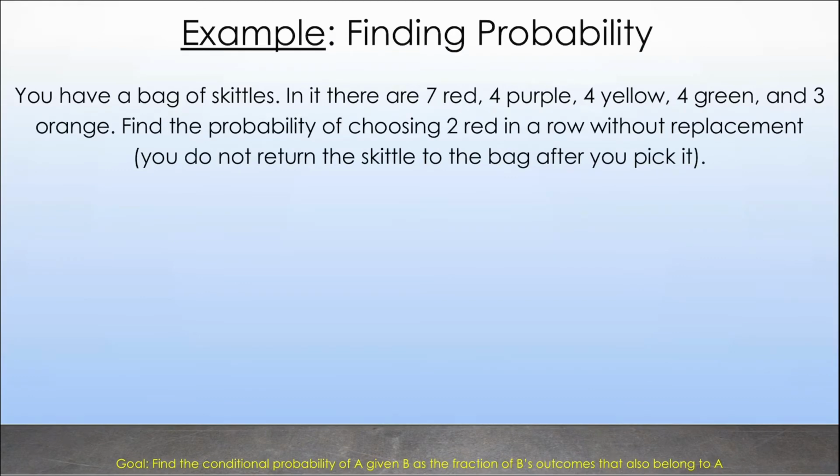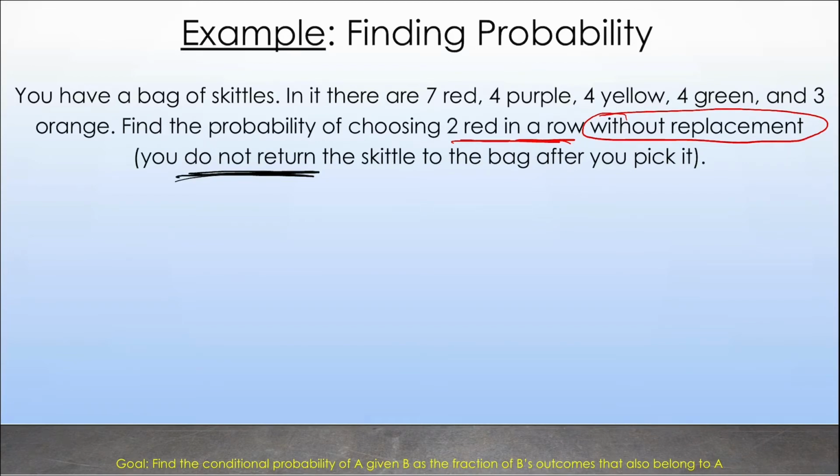Okay, so we're going to talk about what happens now when I do not return the Skittles. Alright, so it looks like I have some different numbers here. So we have a bag of Skittles. In there are 7 red, 4 purple, 4 yellow, 4 green, and 3 orange. Find the probability of choosing 2 red in a row without replacement. So that means it's like I take it out and I eat it.